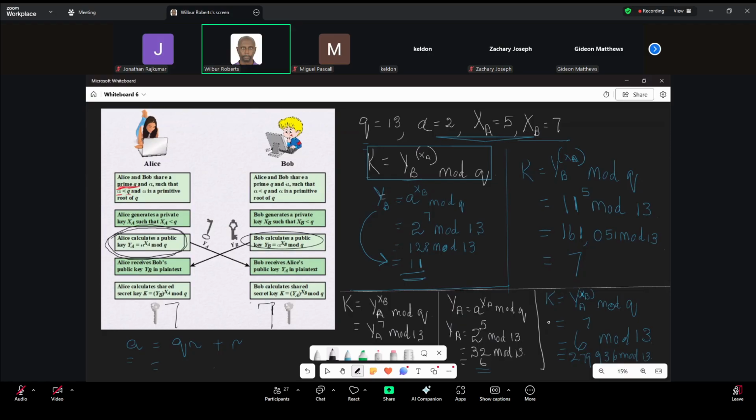Everybody clear on that? It's just a matter of substituting into what is given. If you are given a problem on this, you're usually given the diagram, the same diagram I have here with Alice and Bob, and you just substitute in. Good.